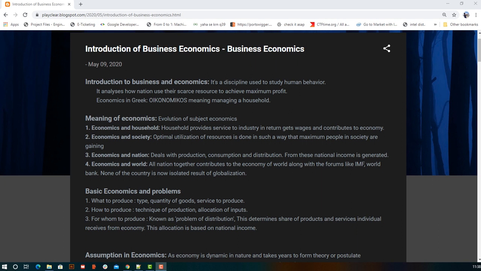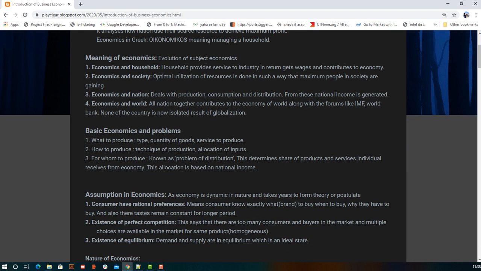Next we have basic economic problems. Here the overall concentration is what to produce. In this we cover what type of goods, what quantity of goods, and what services are to be produced based on different geographies, people's needs, and cultures. All these factors are considered to take decisions for these questions.